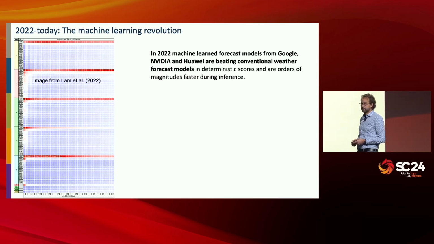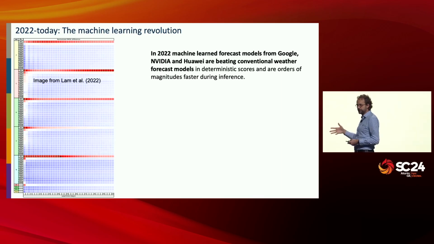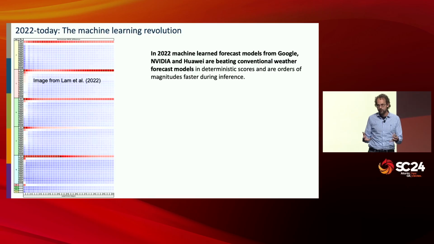So the message from this plot is really, if you just want a good prediction of the future, and you just want to know the temperature outside, for example, you should probably look into machine learning models. A couple of companies looked into this, like Google, NVIDIA, Huawei, and they all built their own models to run weather forecasts with pure machine learned models. These models don't know anything about physics, but they produce good results in principle.